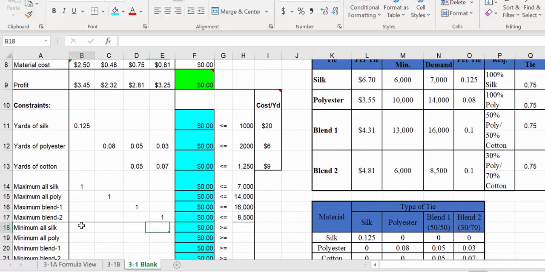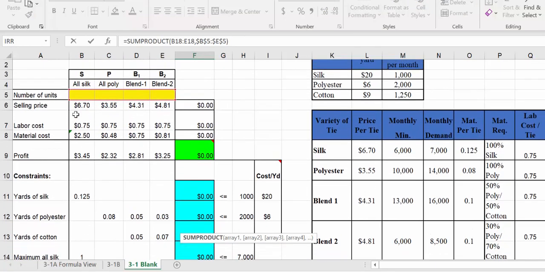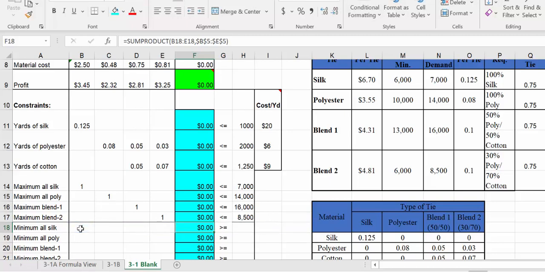Again, we would click here. Due to what we have for the sum products, if we click on the sum product, it would be this amount of 1 multiplied by however many they made. And since everything else across here is going to be 0, it's just adding up zeros, which means it doesn't matter. This is going to tell us how many silk ties were produced, and it's going to compare it to the minimum. The minimum was 6,000, as you can see. So this would be 6,000.